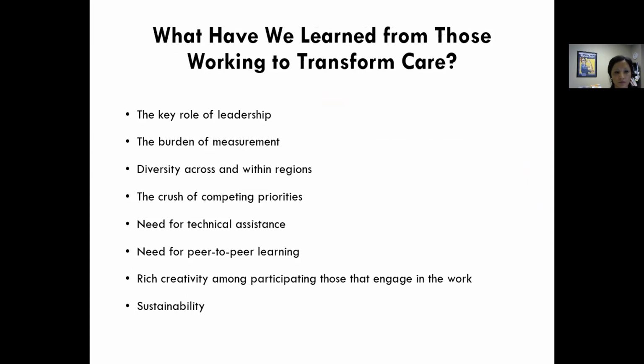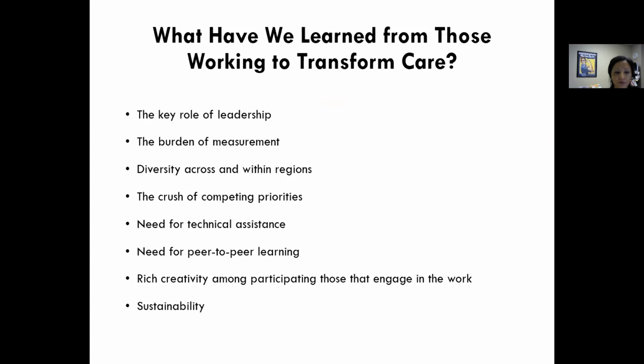Measurement is a burden. In order to do quality improvement, you have to have measures to see if what you're doing is resulting in improvement. And it can be difficult to do measurement, although there are very simple ways to do it that we've worked with teams on, in terms of what they can pull from their electronic medical record and keep measurement relatively simple.